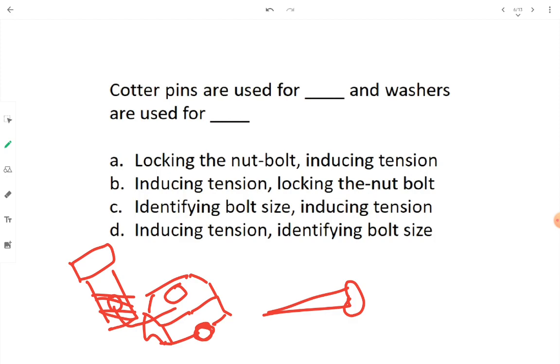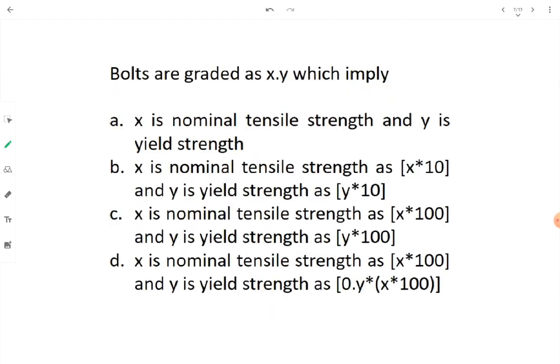Therefore let's see which option says locking the nut bolt as first. Okay, option A is the one. And second thing, it should be correct, because option A is the only one which says quarter pin is used for locking the nut bolt. Inducing tension is the function of washer. Yes, washers are used for inducing initial tension in the nut bolt packing. Therefore option A is right.